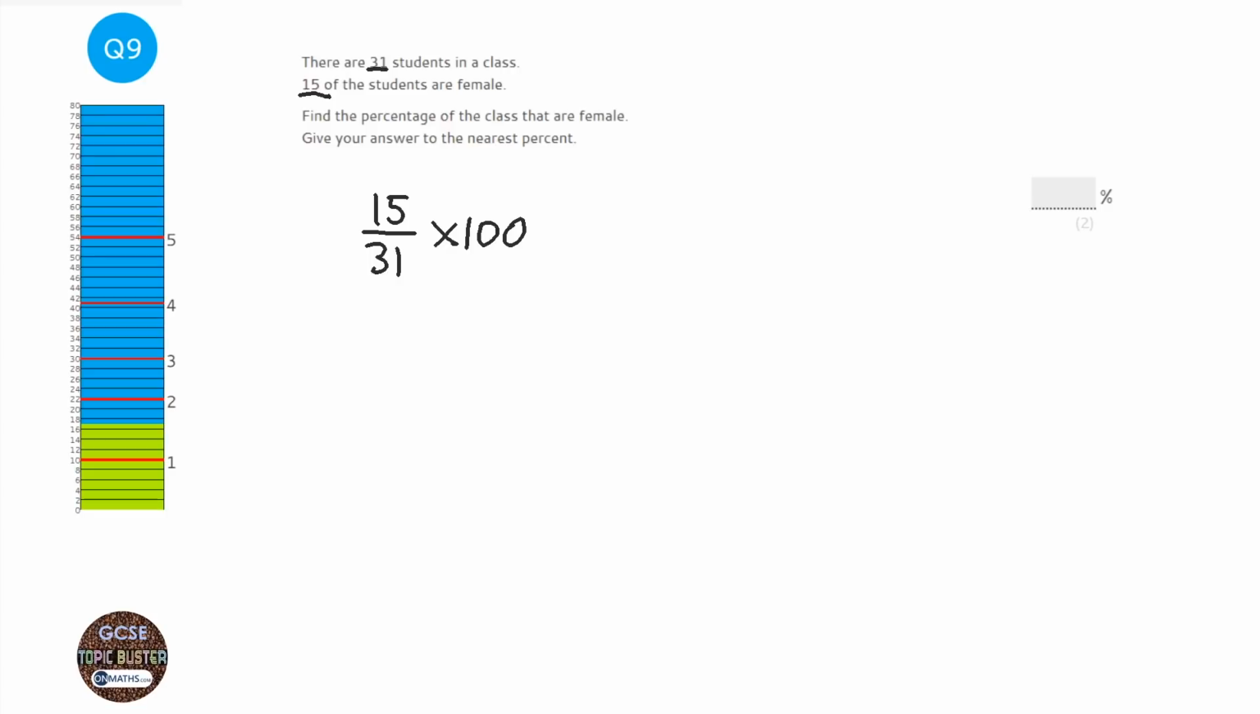Now I can write that as a fraction, or I could do 15 divided by 31. It gives you the same answer. So 15 over 31 times by 100. And it gives me a fraction, so I'm going to press S to D. And it's 48.3870, and so on. And it says give it to the nearest percent. So that's a 3, so it's not going to move that 8 up to a 9. So it's just 48%.